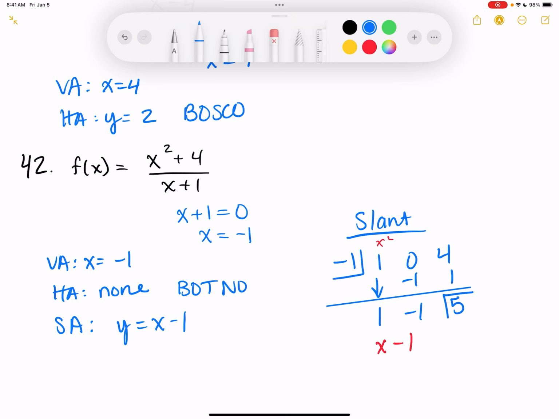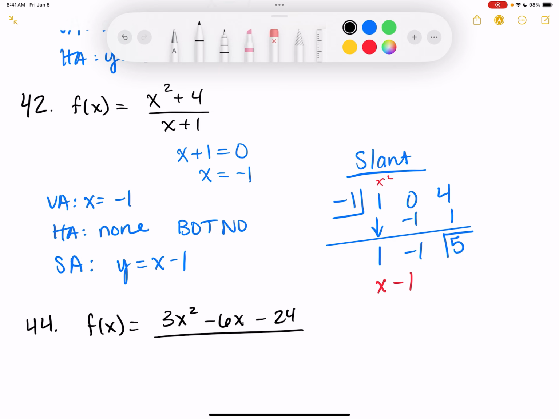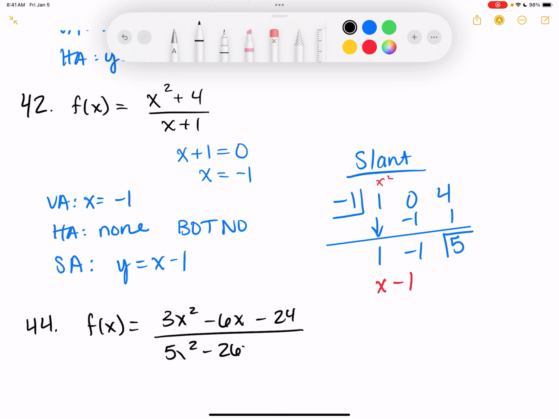Let's see, 44. f of x is equal to 3x squared minus 6x minus 24 divided by 5x squared minus 26x plus 5.